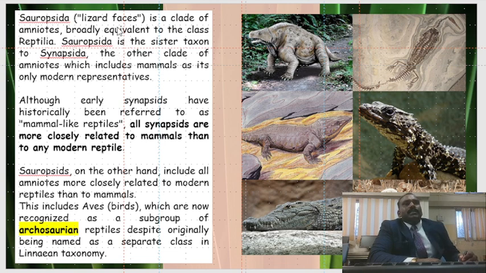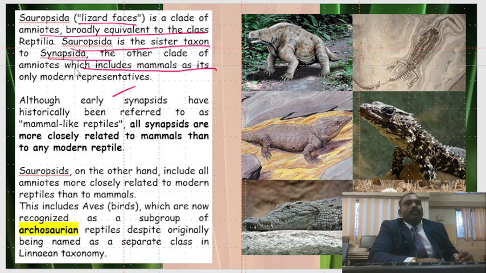Sauropsids, also called lizard-faces, are a clade of the amniotes broadly equivalent to the class Reptilia. Sauropsids are the sister taxon of the synapsids, the other clade of the amniotes, which includes the mammals as its only modern representative.